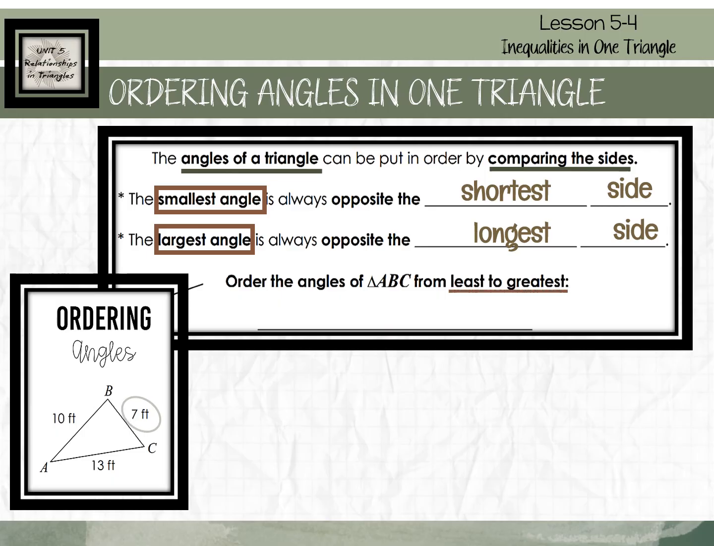Shortest side is 7. Opposite that is angle A. Medium or middle length is 10. Opposite that is C. And longest length 13. Opposite that is B.